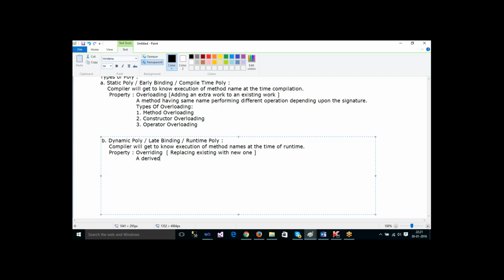A derived class method will override a base class method which has the same syntax. Just try to understand the definition. When I take the practicals, you will understand as I go through each individual topic. And you have the same syntax.